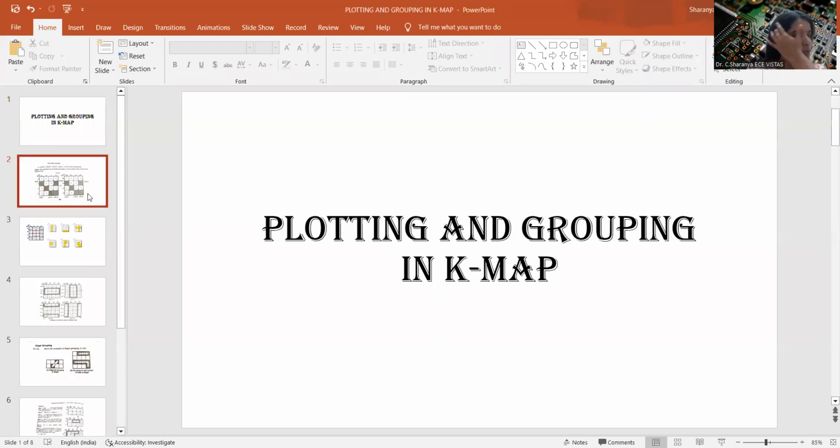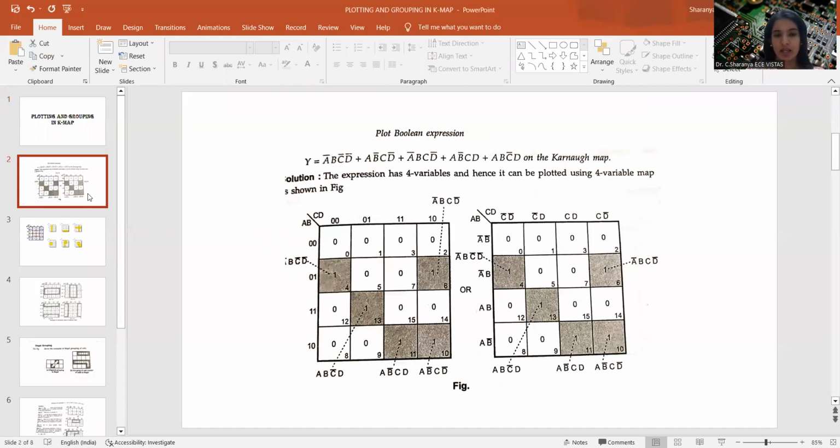We have already learned what a min term and a max term are. Min terms are sum of products and max terms are product of sums, right? Here we take an expression of a min term and try plotting this Boolean expression: Y = A'BC'D' + AB'CD' + A'BCD' + AB'CD + ABC'D.